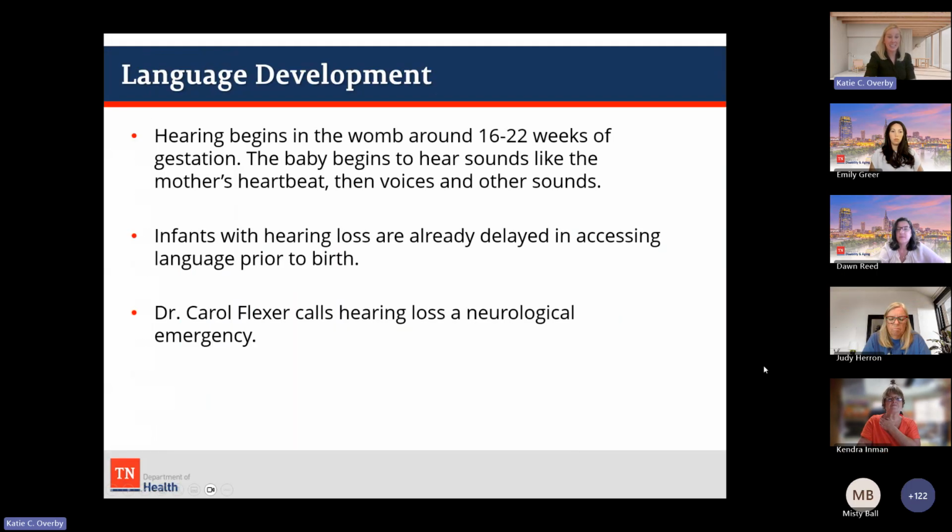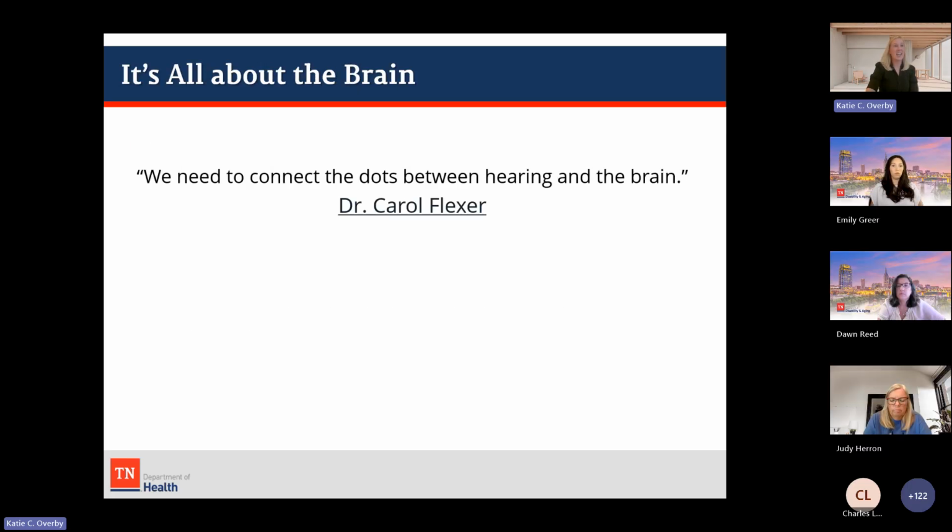So, as Charles was saying, we want to get these kids enrolled as soon as possible to get them access, because babies already start hearing in the womb between like 16 and 22 weeks. So even if we diagnose the child at 1 day old, we're already 20 weeks and 1 day late to hearing. And there is a pioneer pediatric audiologist named Dr. Carol Flexer, and she calls hearing loss a neurological emergency. And we're going to watch a little video of her talking about this.